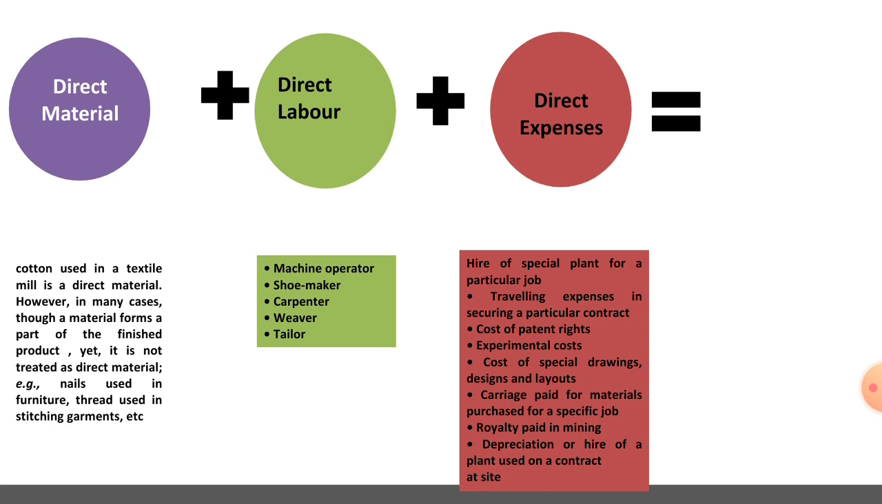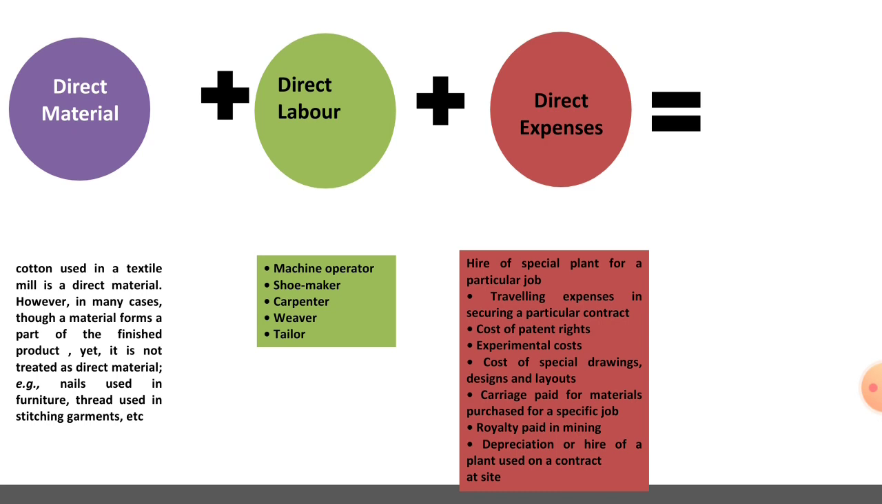For example, hire of special plant for a particular job. Sometimes for manufacturing a particular product, we require some special type of machinery. So instead of purchasing that machinery, we hire that machinery from someone else. So hiring charges of that particular machinery will generally be considered as direct expenses. Then traveling expenses for securing the contract is again an example of direct expenses.